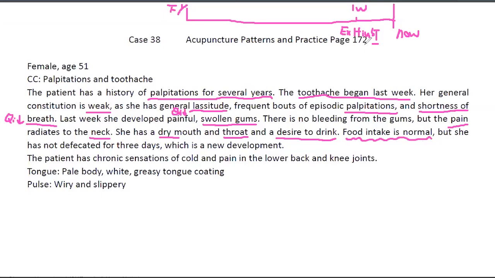So that's one week. The patient has no bowel movement, no stool for three days. That's internal heat. The patient also has a chronic sensation of cold and pain in the lower back and the knee joints. So basically, that's the yang deficiency side.